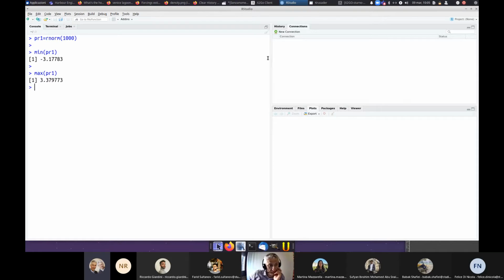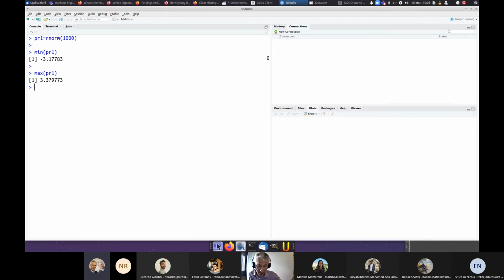You see that the minimum is minus 3.17 something, and the max is 3.37 something. It is, as you can see, roughly symmetric around 0. This is what we expected, because the normal distribution is symmetric around the mean, around the average. And the function rnorm that I used in this way indeed generates random numbers according to the normal distribution with mean 0 and standard deviation 1, but don't bother about the details, okay?